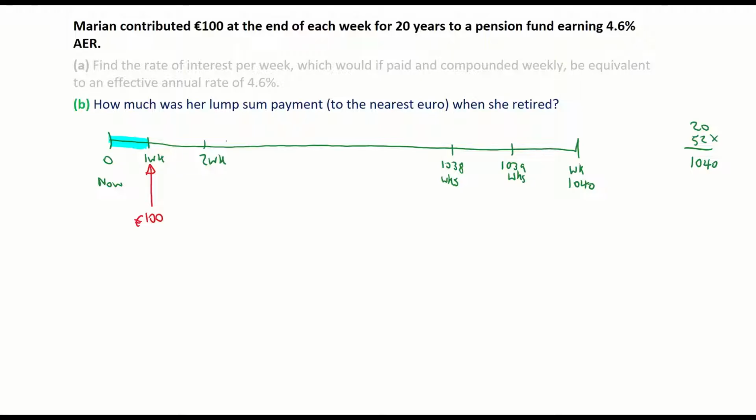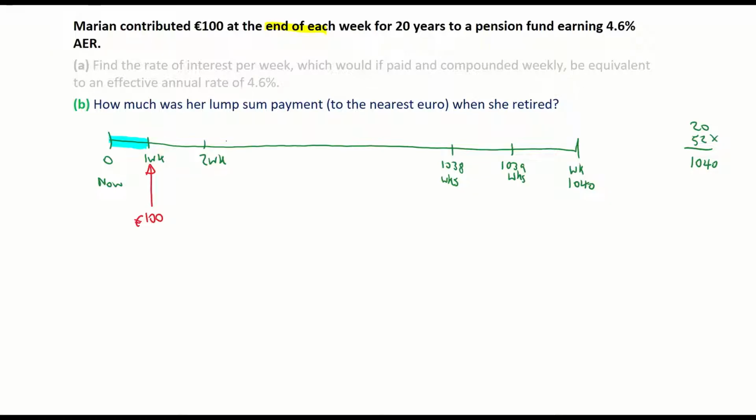So we need to look at how long that €100 is in the bank for. Well, that €100 is not in the bank for 1,040 weeks. It's only in there for 1,039 weeks, because that first week we're leaving out, as the question says it's going in at the end of each week. So we're now going to look at what happens with that €100. Well, that €100 is going to earn interest.